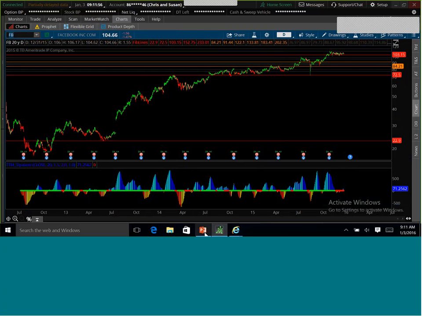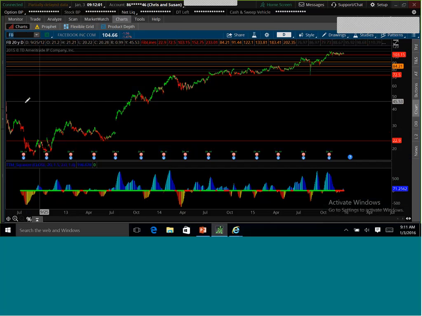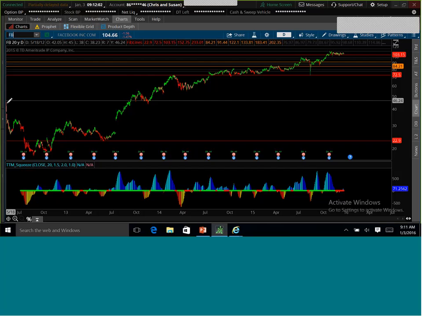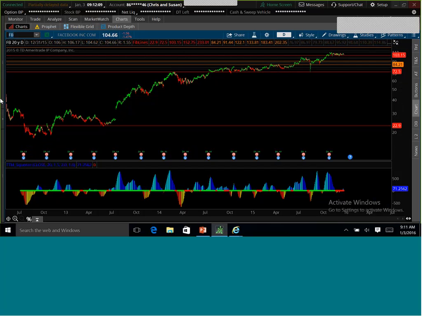So in terms of does it work better on some symbols than others, I believe it works better on stocks that are new, that are kind of fresh out of the gate, where you have a bunch of participants coming in for the first time. And I don't think it works as well in symbols that have been out for a long time and have people coming in and out and whatnot.